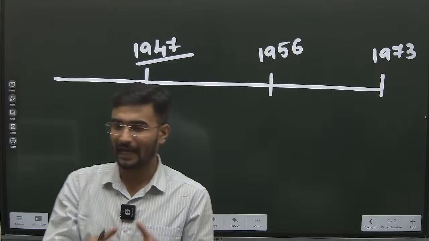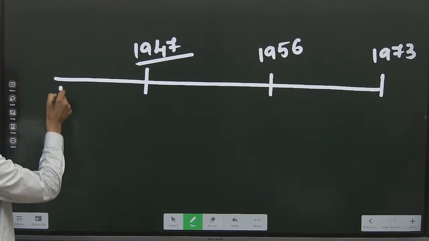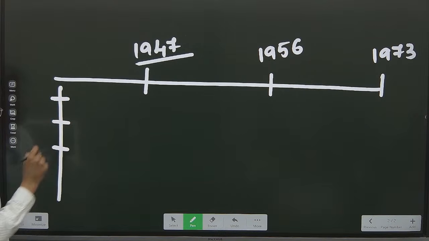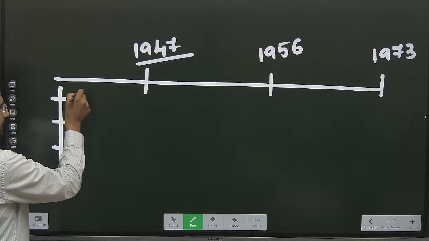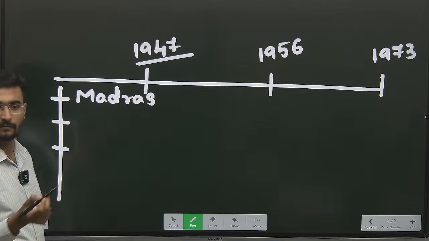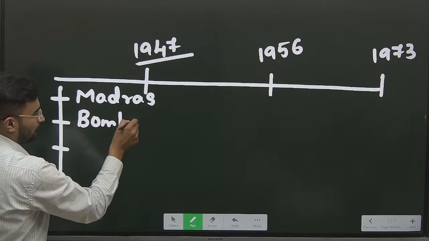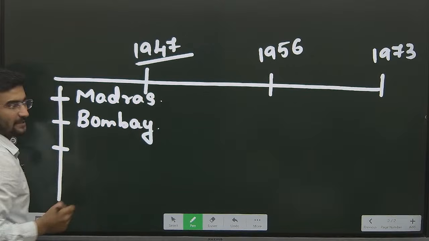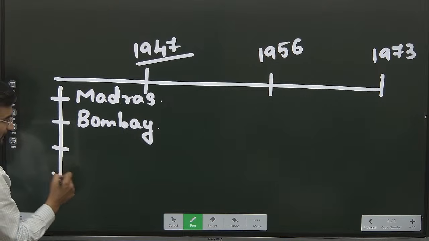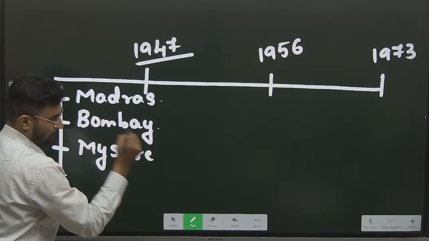Presidencies used to rule. Which presidencies ruled? Now all the different presidencies who were controlling Karnataka. First one we call it as Madras presidency. Second one we call it as Bombay presidency. Third one we call it as princely states. One princely state we call it as Mysore princely state.